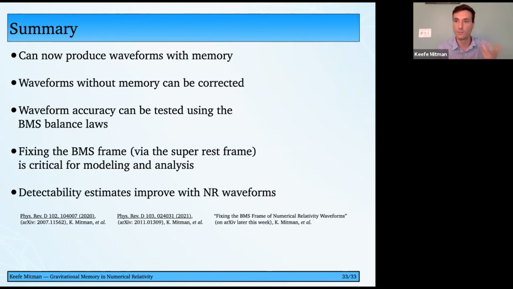And if you'd like to read more about this work, I have 2 papers currently published that you can find at the bottom there. And then again, this new paper, which should be on arXiv on Friday, about how we can fix the BMS frame of numerical relativity waveforms. And with that, I'll just say thank you and happy to take any questions.